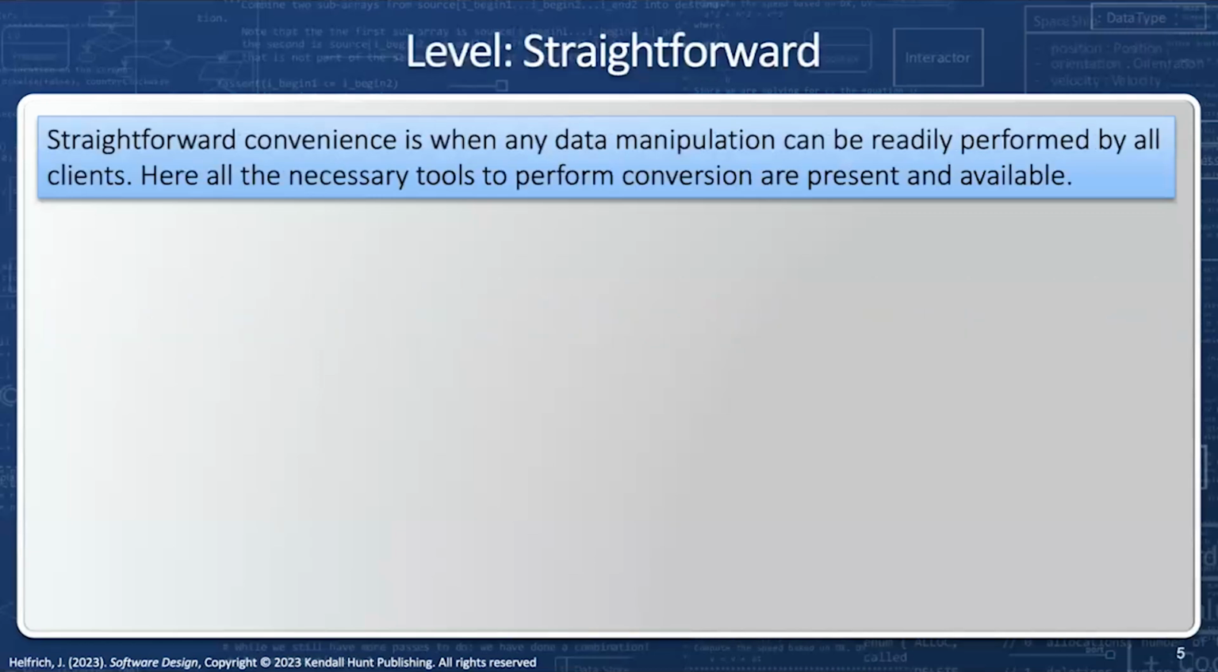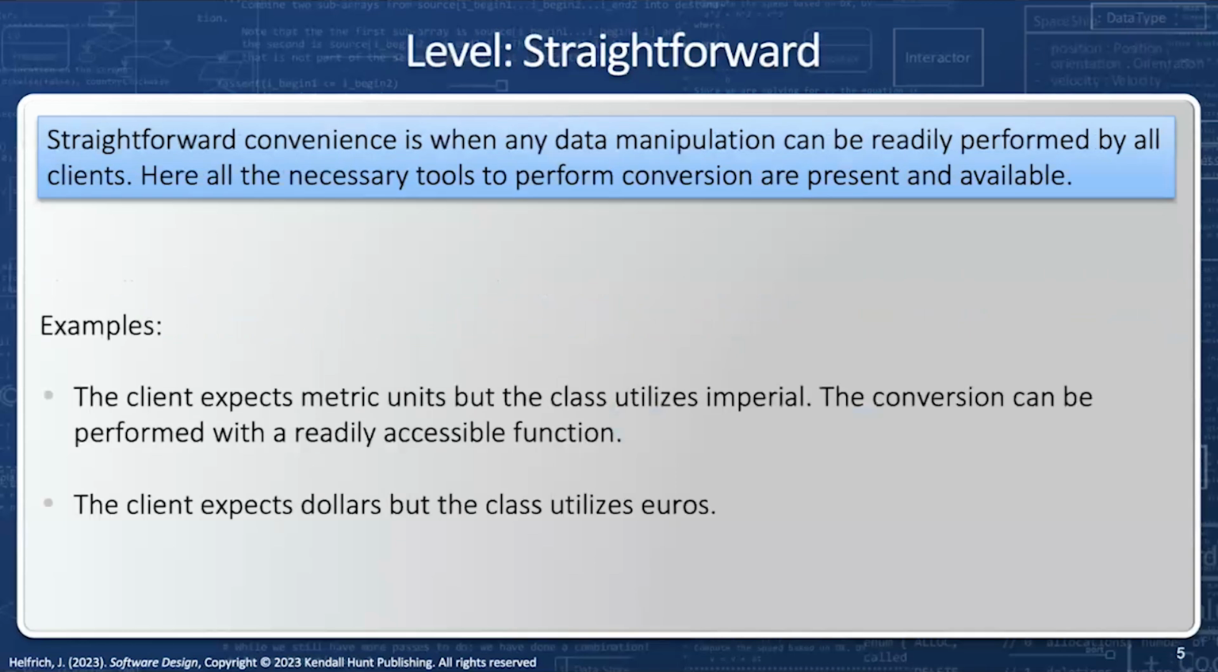Now, straightforward convenience is when any data manipulation can be readily performed by all the clients. Here, all the necessary tools to perform the conversion are present and available. For an example, the client expects metric units and the class uses imperial, but the conversion can be performed with readily accessible functions that convert metric to imperial and vice versa. Another example, the client expects dollars, but the class uses euros. And once again, if I have a function to do the conversion, then it's going to be straightforward convenience.